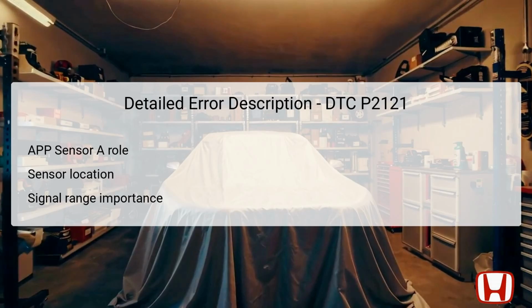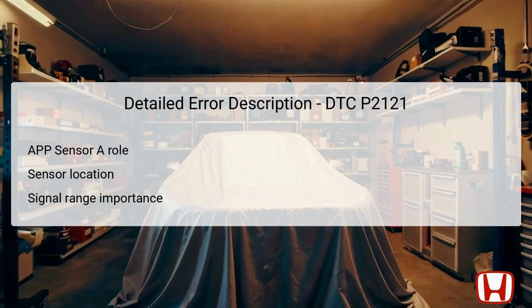DTC P2121 indicates that the APP Sensor A, which is primarily responsible for detecting the position of the accelerator pedal, is sending signals that are outside the expected range. This sensor is located at the accelerator pedal assembly, where it measures the angle of the pedal depression. The APP Sensor A influences the amount of air and fuel mixture that is allowed into the engine, thus playing a crucial role in engine performance and response.